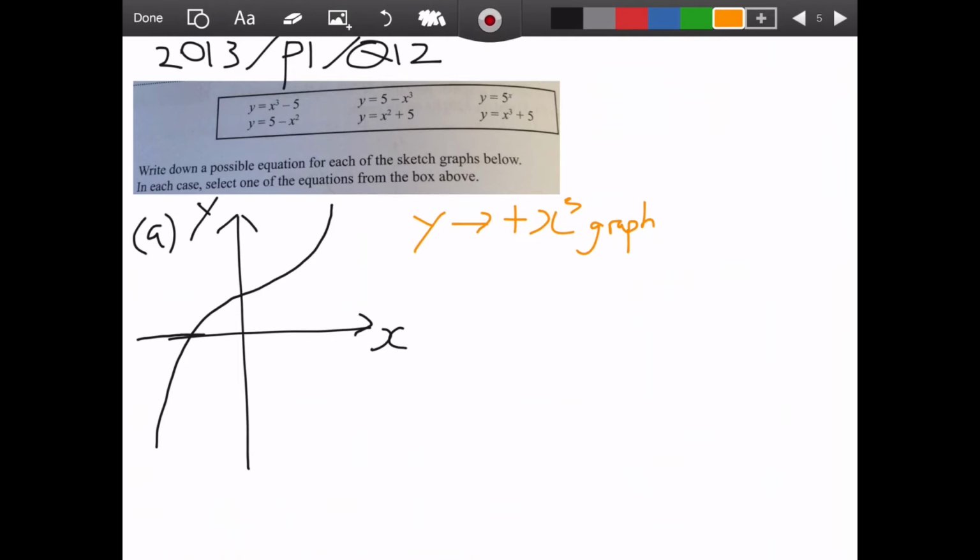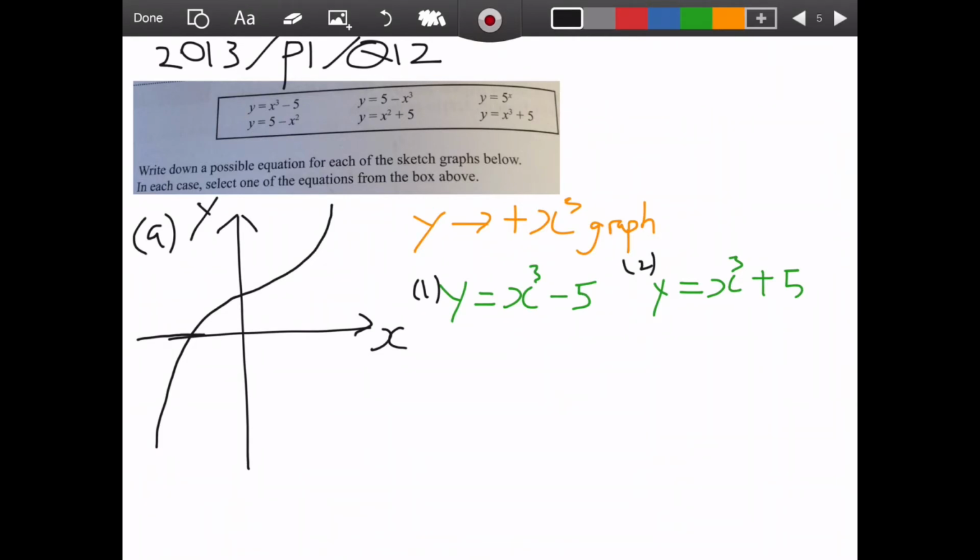It's not an actual graph, so we can't solve for y and x from it. But the question gave us a few equations. So from the box, we see a positive x cubed graph could be y equals x cubed minus 5. We also see y equals x cubed plus 5, right? So let's find out which one it is. Is it number 1, or is it number 2?